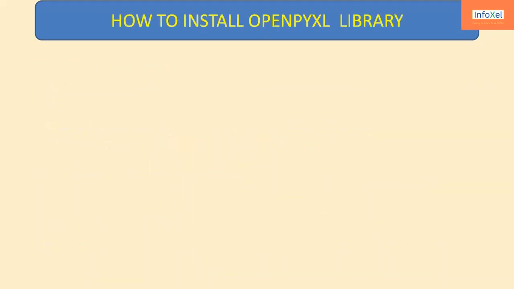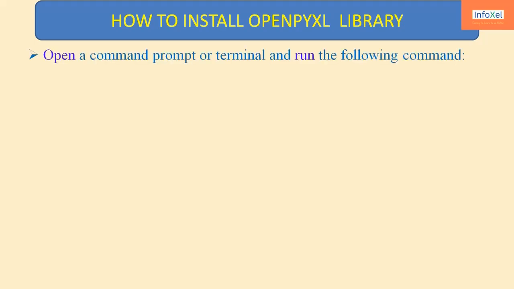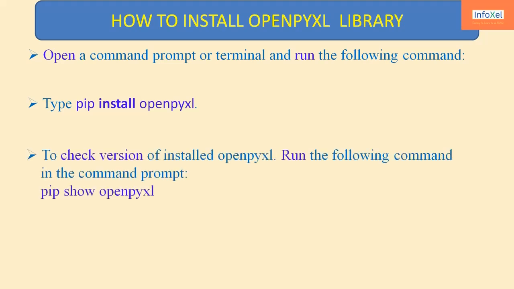Next, we will see how to install the Openpyxl library. To do that, open a command prompt or terminal and run the following command, and that command is pip install openpyxl. You just have to type pip install openpyxl. Whatever is in blue color, that you have to type. After the installation, to check the version of the installed Openpyxl, run the following command in the command prompt, and that command is pip show openpyxl. So we will do that now for you.